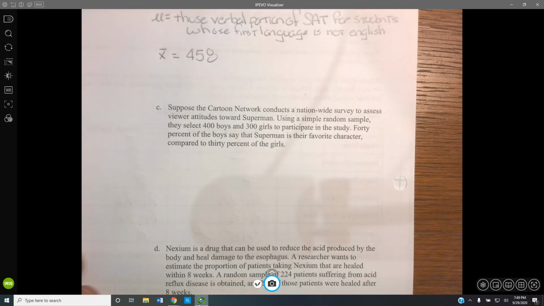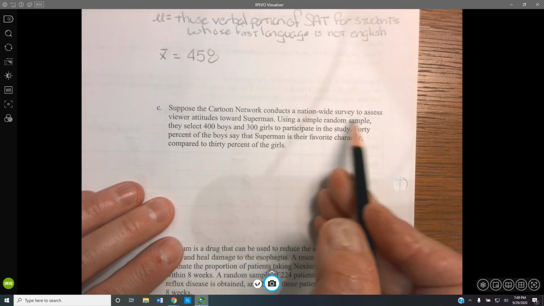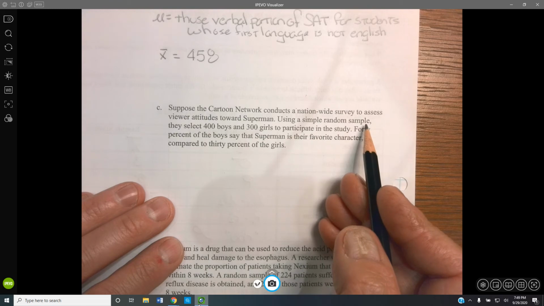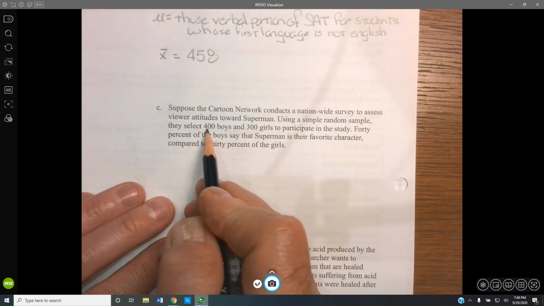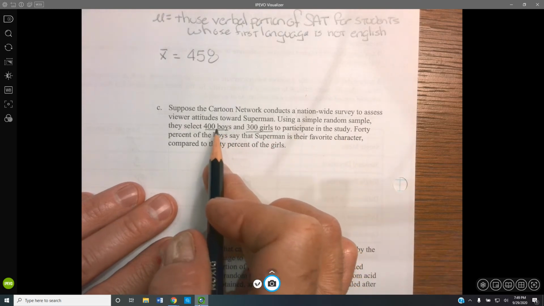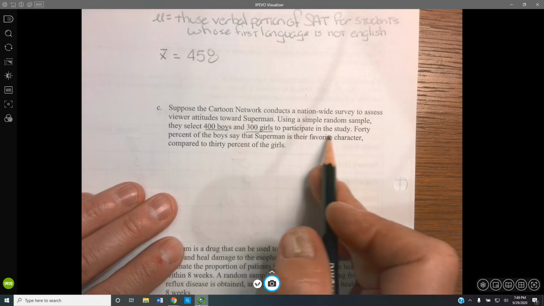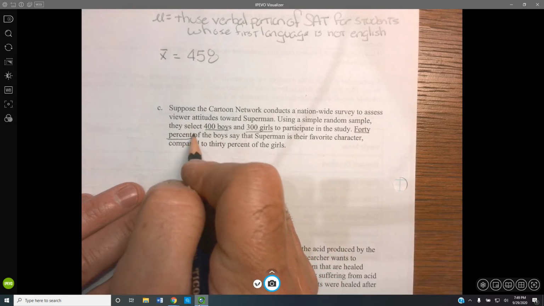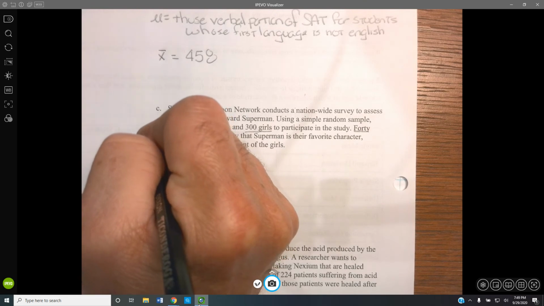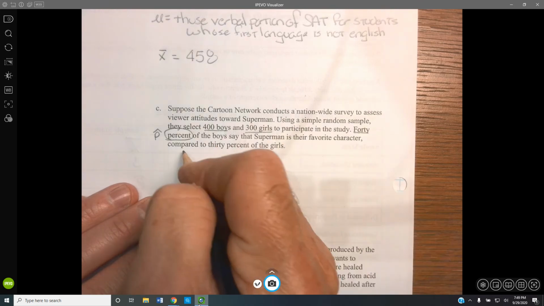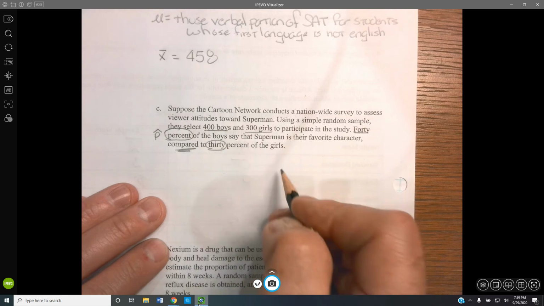Letter C. Suppose the Cartoon Network is conducting a nationwide survey to assess viewer attitudes towards Superman. Using a simple random sample, they selected 400 boys, 300 girls to participate in the study. So right away, I have two groups. I have two categories. You're either in the boy category or you're in the girl category. 40% of the boys say that Superman, so first of all, percent means proportion, right?